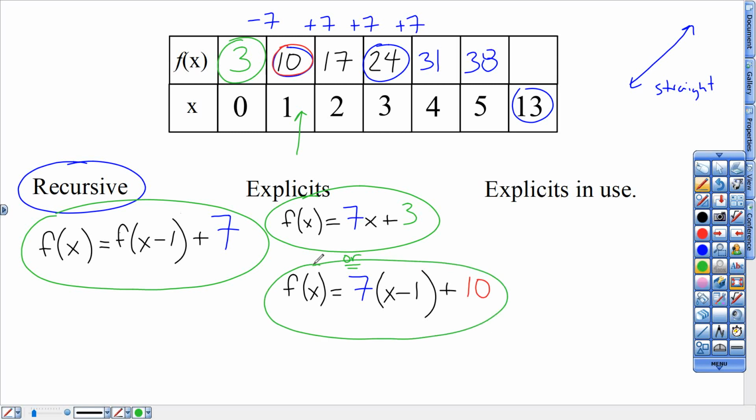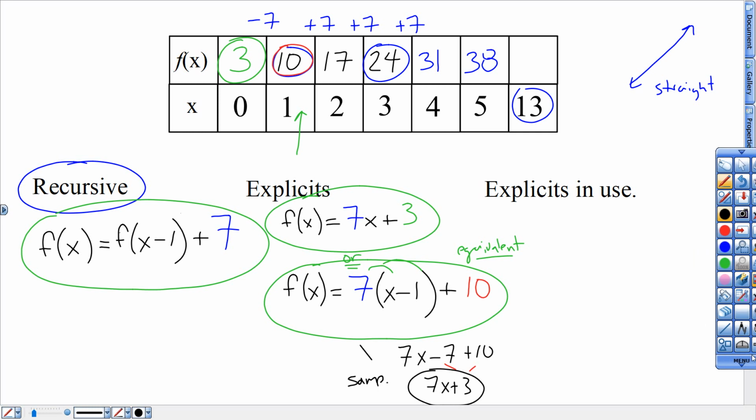If I took this and distributed that 7, they end up being the exact same value. Watch. If I took that and distributed that, that would end up being 7x minus 7 plus that 10. And if I add that negative 7 and 10, that gives me 7x plus 3. So you can see they are the same. They are equivalent. Doesn't matter which one I use. All right, let's put them into use. Here we go. First one.